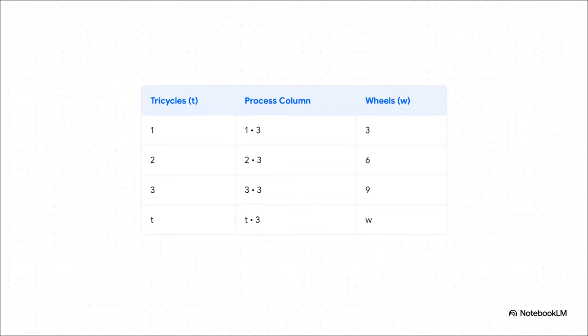For one tricycle, the process is 1 times 3. For 2 tricycles, it's 2 times 3. Once you see that, you can write the general rule for any number of tricycles, which we're calling t. The process is always t times 3, and that gives you the number of wheels, w. And just like that, there's our formula. W equals 3 times t.